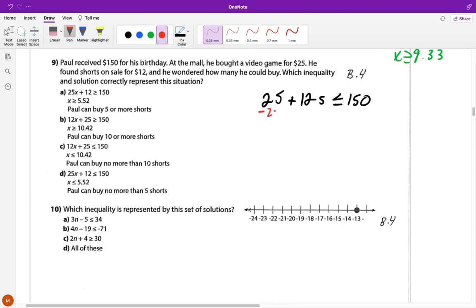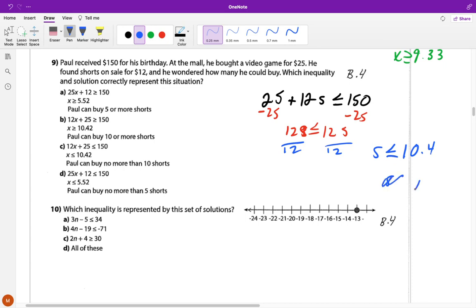So then I'm going to subtract 25. So 12S is less than or equal to 125. Maybe S isn't the best variable to use for me, because I write my S's so they look like 5s. So maybe that does make sense to not use it on this one. And then from here, we'll divide each side by 12. So S is less than or equal to 10.4. But you can't buy 0.4 of shorts.